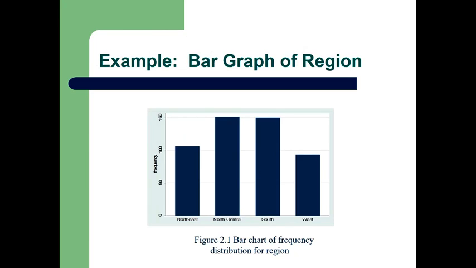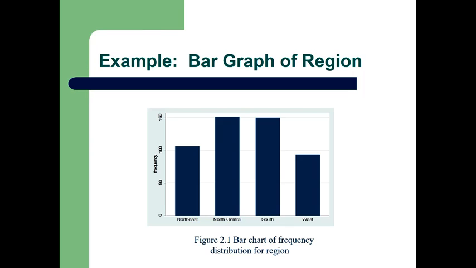This is an example of a bar graph of region in the NELS dataset. The bar graph is used for nominal data. You can see here the variables are on the x-axis. North, central, south, and west are across the x-axis. Frequency, in other words the count, is on the y-axis. And the height of the bar reflects the frequency for that category.